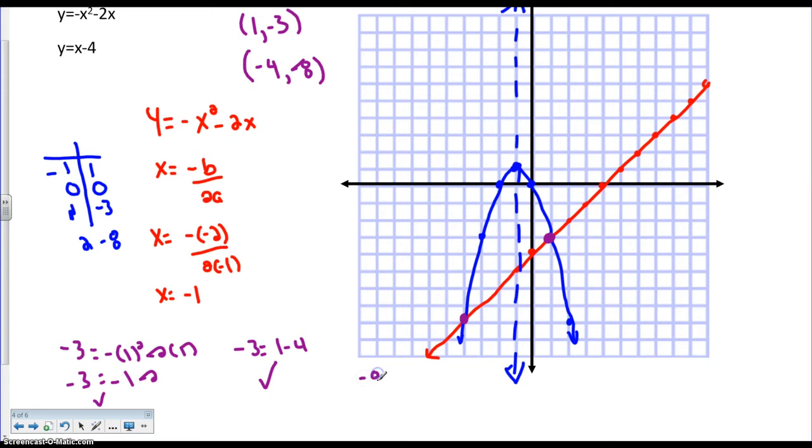So I have negative 8 equals negative of negative 4 squared minus 2 times negative 4. So I got negative 8 equals negative 16 plus 8. That works. I'm getting pretty lucky here. So let's try negative 8 equals negative 4 minus 4. You get negative 8 equals negative 8. So it looks like this works out.